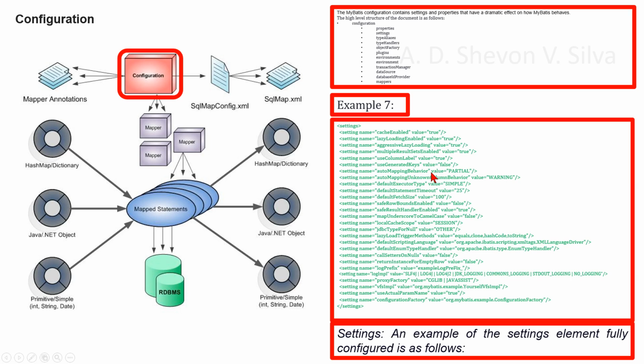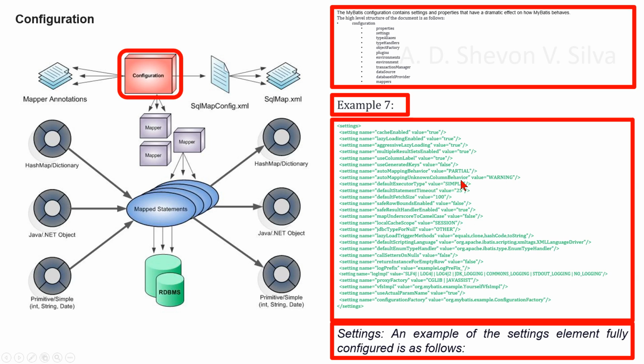Auto mapping behavior. Specify if and how MyBatis should automatically map columns to fields or properties. None disables auto mapping, and partial will only auto map results with no nested result mapping defined inside. Full will auto map results mapping to any complexity, containing nested or otherwise. Valid values are none, partial and full. Default is partial.